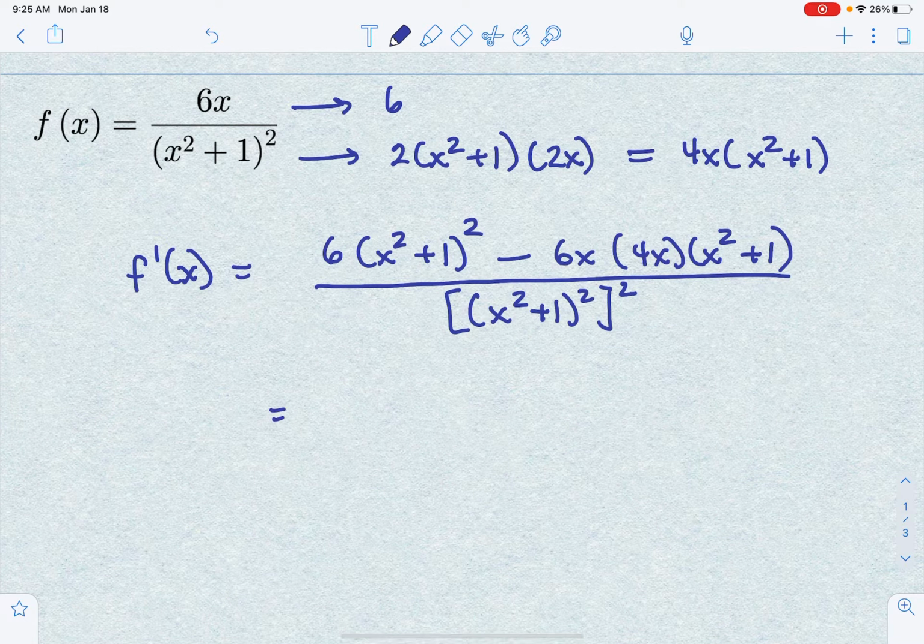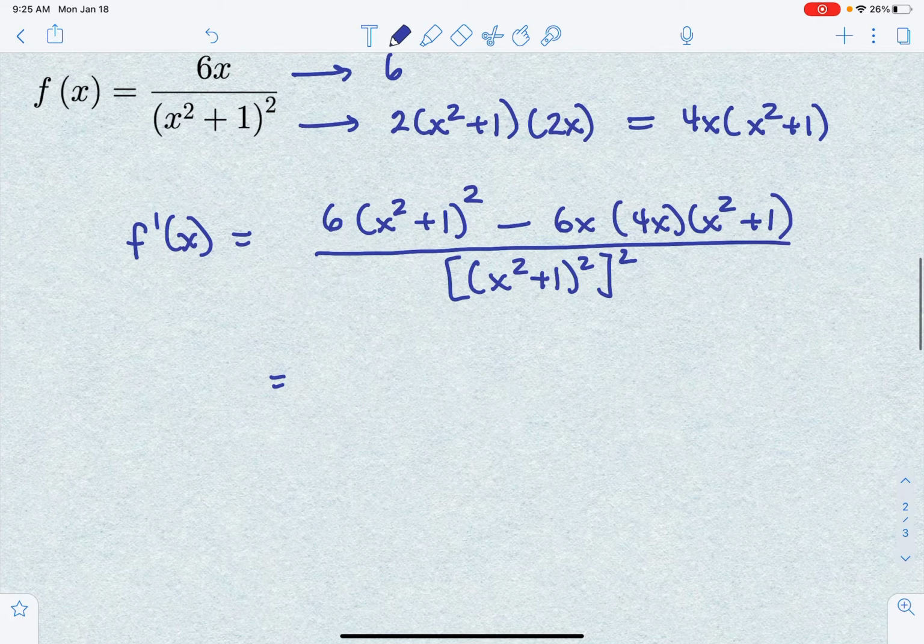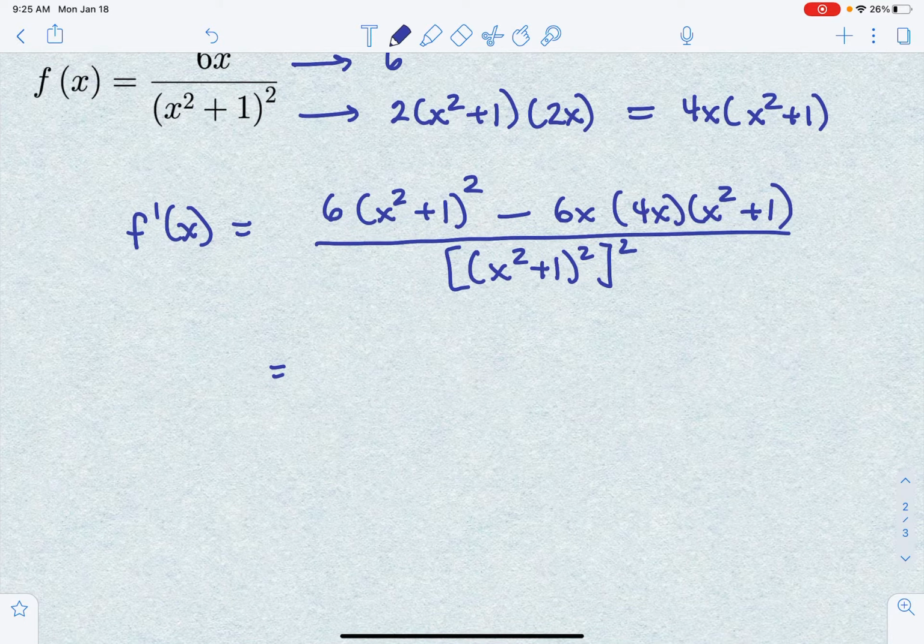Now, business as usual. I'm looking at the numerator, and I notice that I can actually pull out a common factor. So I'm going to do that. I'm going to factor out, well, let's see. I got a 6 in both, and I have an x squared plus 1 factor that I can take out. So I'm going to pull out a 6 times an x squared plus 1.